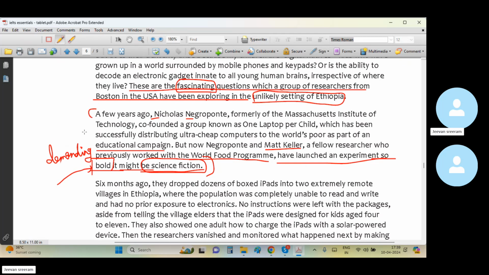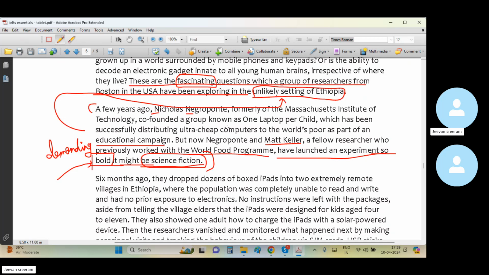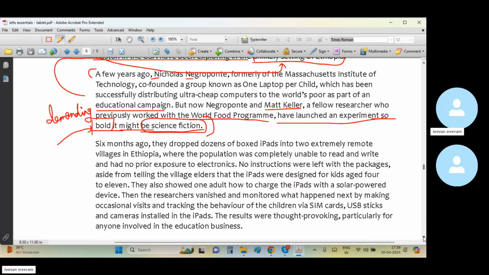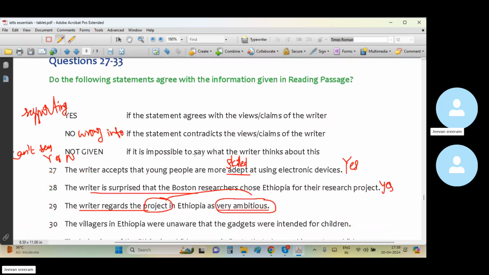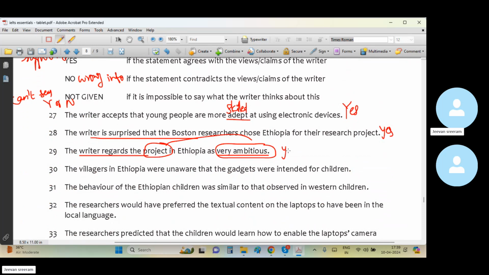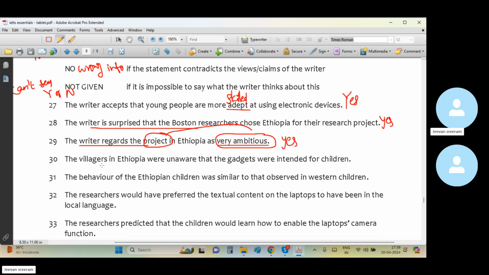Right, and also please observe the gravity of the project by this unlikely setting, Ethiopia. All this vocabulary actually boils down to a meaning like the project must be ambitious, challenging and demanding. Okay, right. So again, the statement must be tagged with yes. Clear? The project must be ambitious for them, right? Demanding.